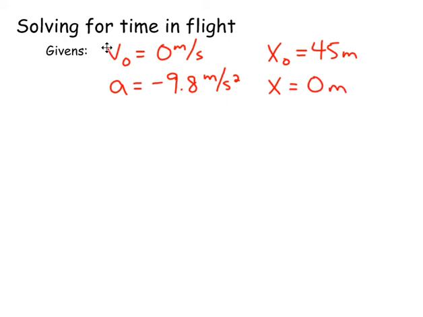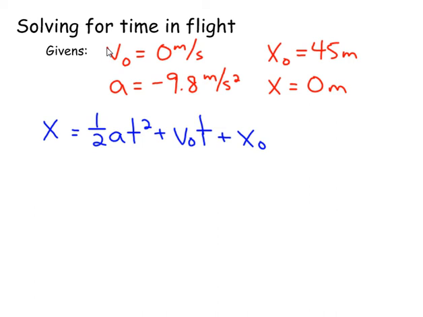I now have to pick my equation to solve for time. Looking through my three equations that I use often, I notice that I don't have the final velocity, so I'm going to choose the one that does not have the final velocity in it. x equals 1/2 a t squared plus v naught t plus x naught. One thing I know right away is, because v naught is 0, this whole middle term is also going to be 0. So I'm going to plug in everything else that I know.